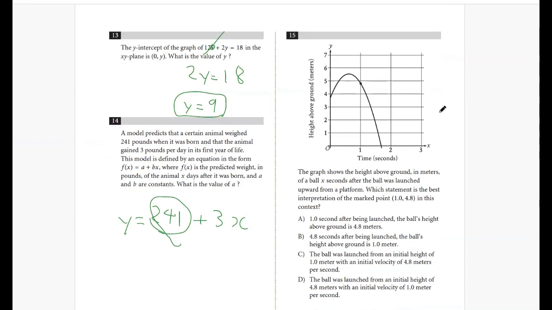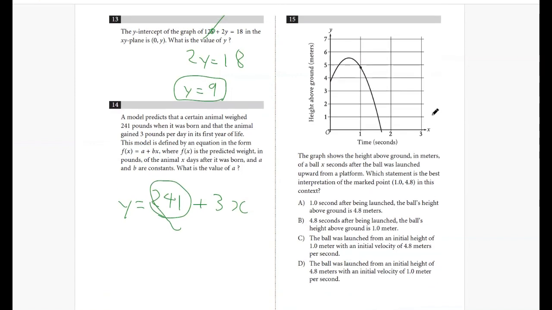The graph shows the height above ground in meters of a ball x seconds after the ball was launched upward from a platform. Which statement is the best interpretation of the point (1, 4.8) in this context? So 1 second after the ball is launched, the height is 4.8 meters. So A is the correct answer.